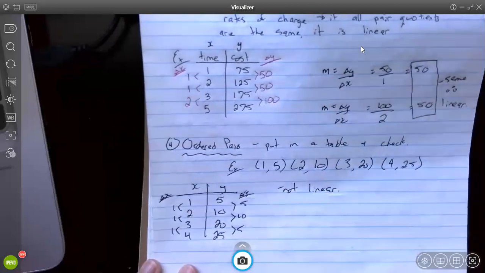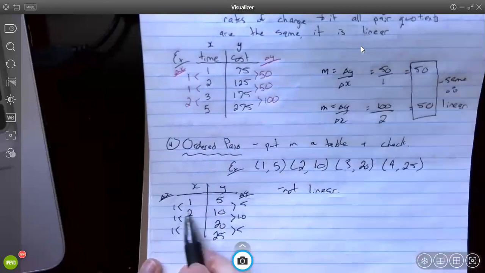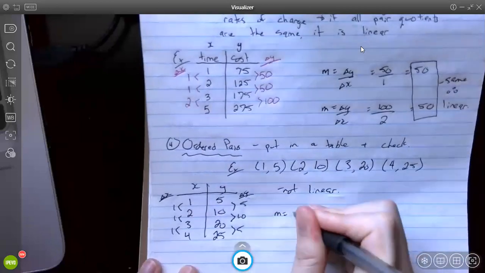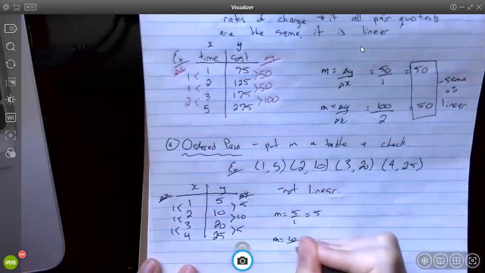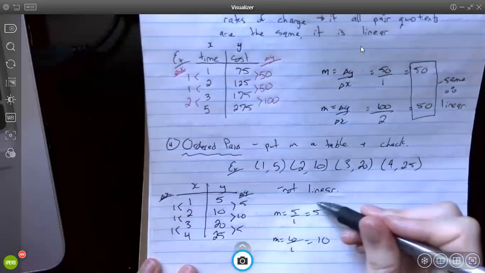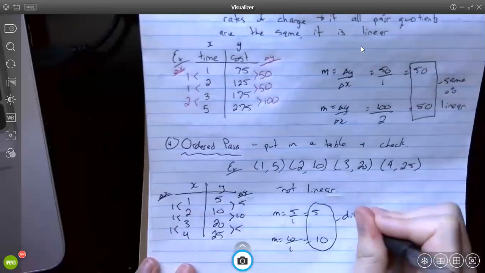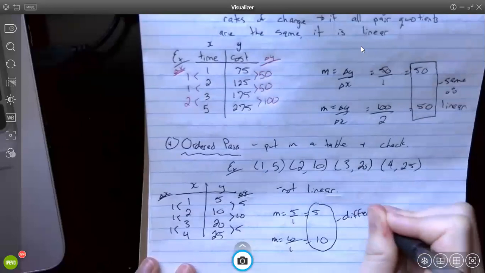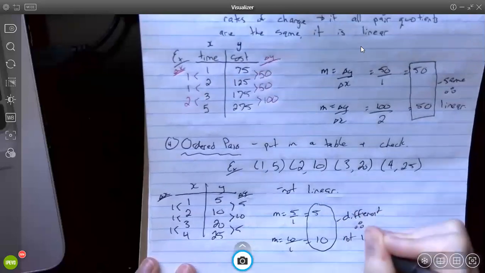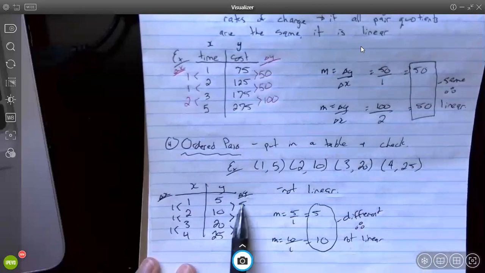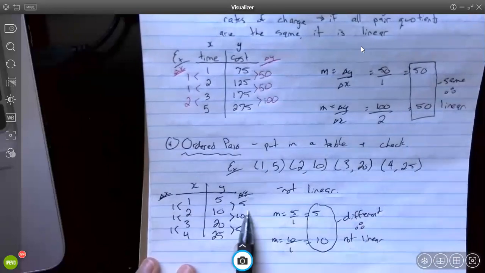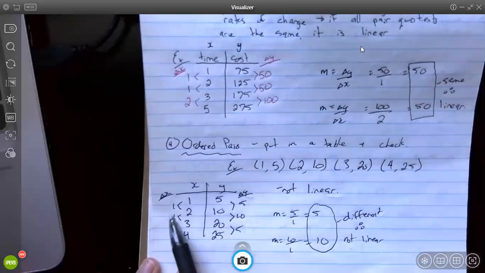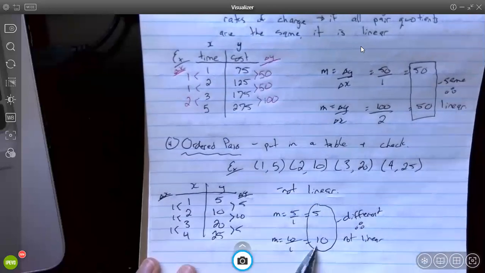You could also check by dividing your pairs again. So I could do 5 over 1 is 5, 10 over 1 is 10, and because these are different, therefore it is not linear. So I just did this delta y divided by the delta x, and got 5, did this delta y divided by its delta x, and got 10. So when they're not the same, it is not linear.